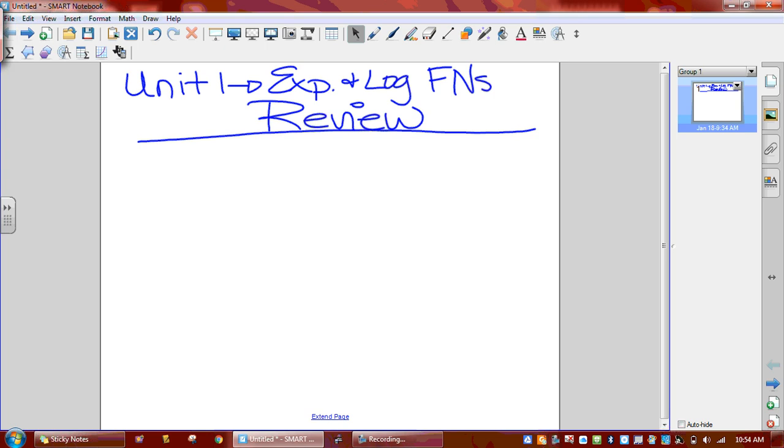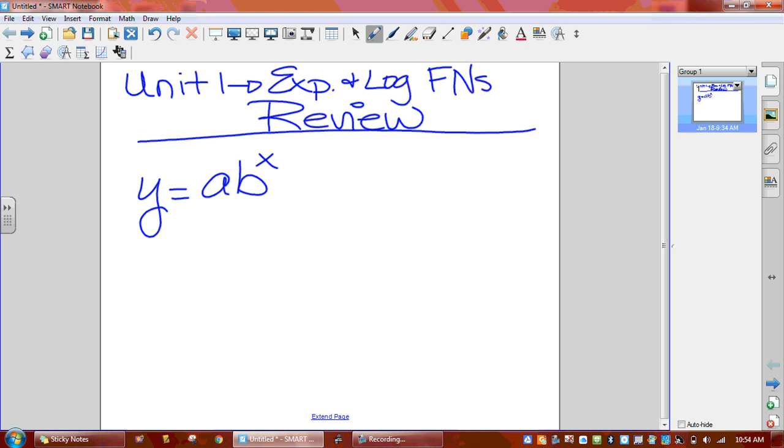Okay, we are starting Unit 1, Exponential and Logarithmic Functions Review. So one of the first things we have to remember is the comparison between exponentials and our log functions. So our exponential functions start as y equals a times b to the x, or we also see it as y equals b to the x.